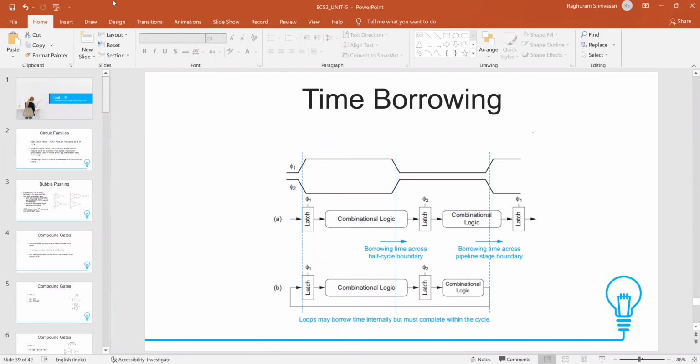So this is the end of Unit 5. These slides have been shared to A section. You can get it from your classmates. So I'll stop here. If there are any questions, you can ask related to this Unit 5.